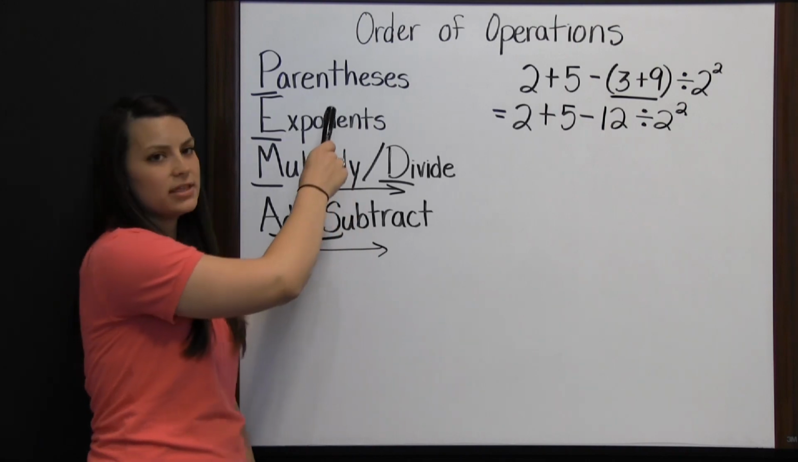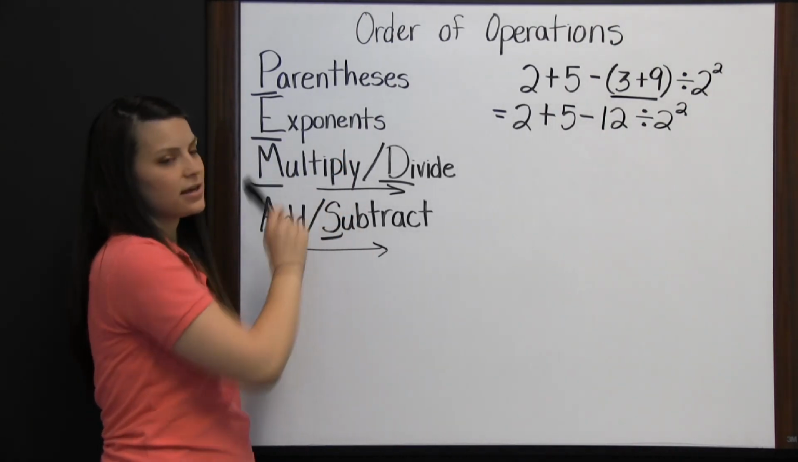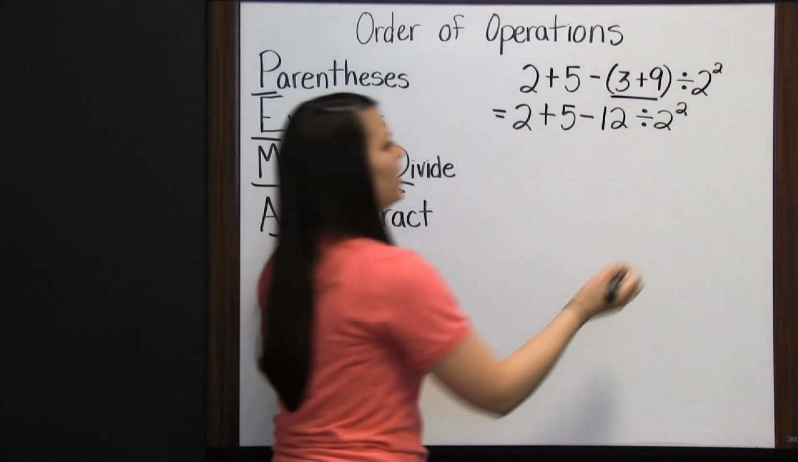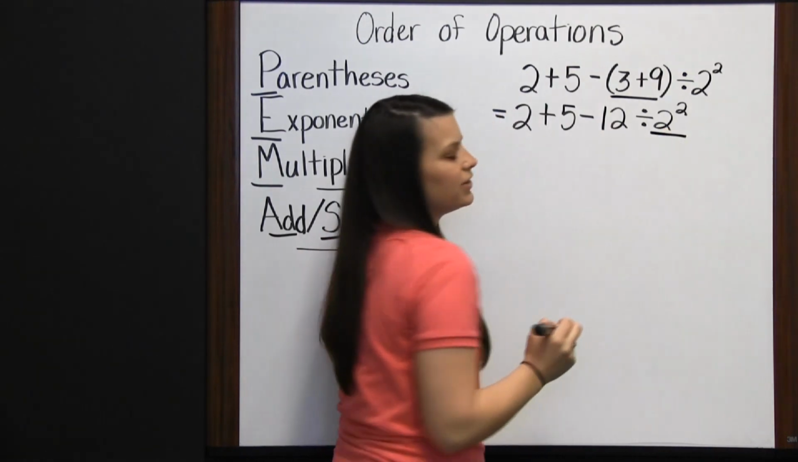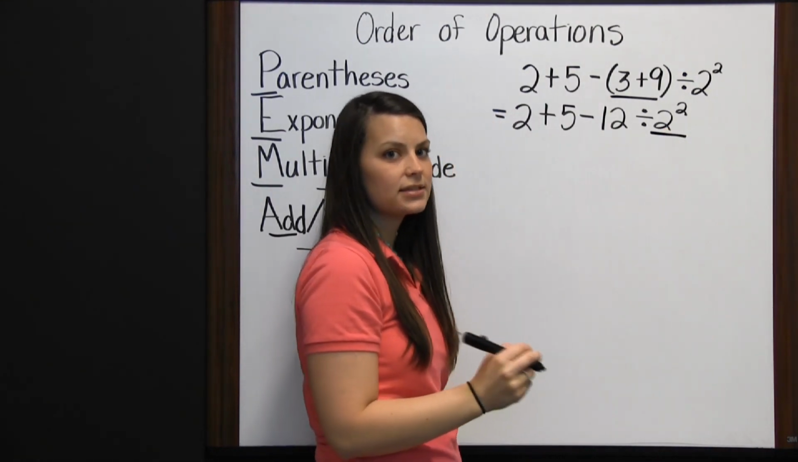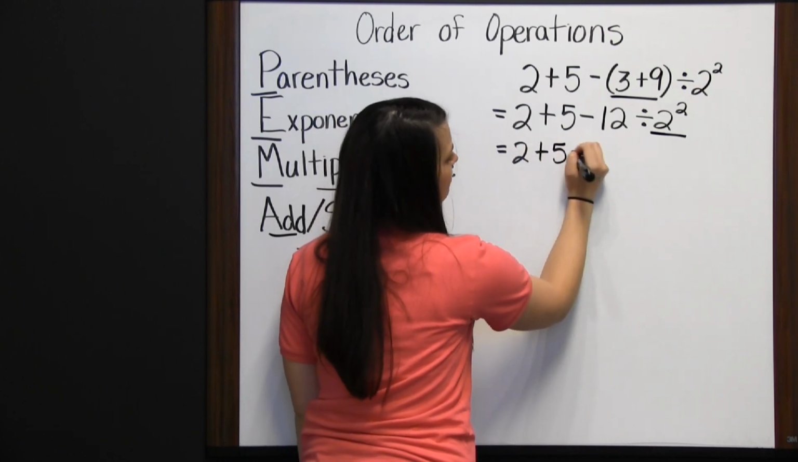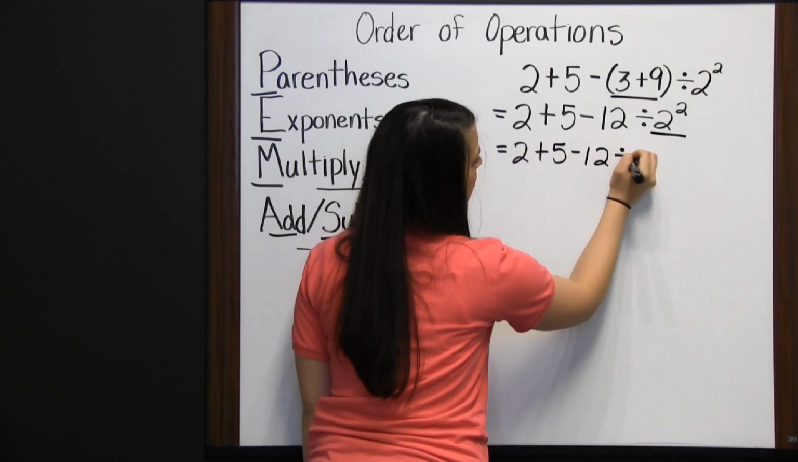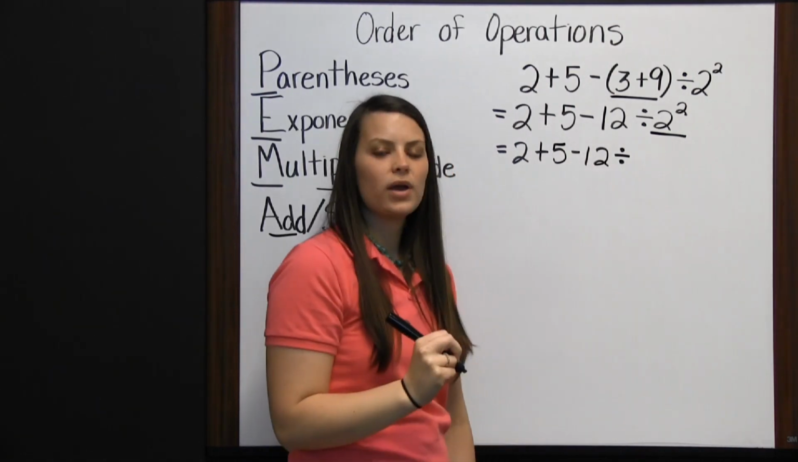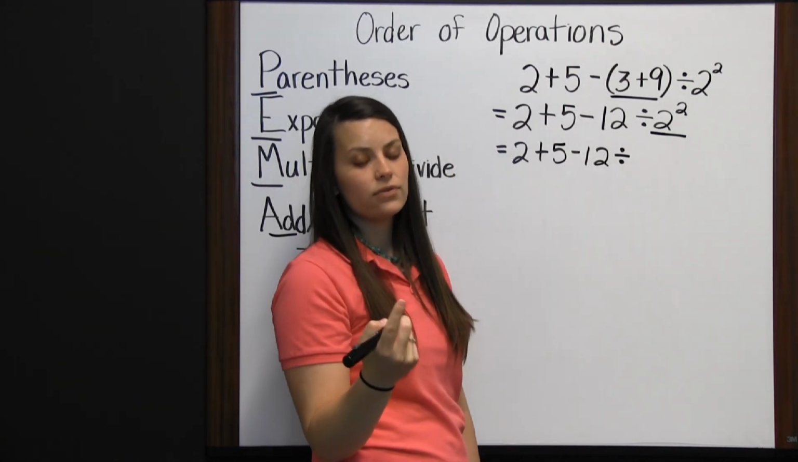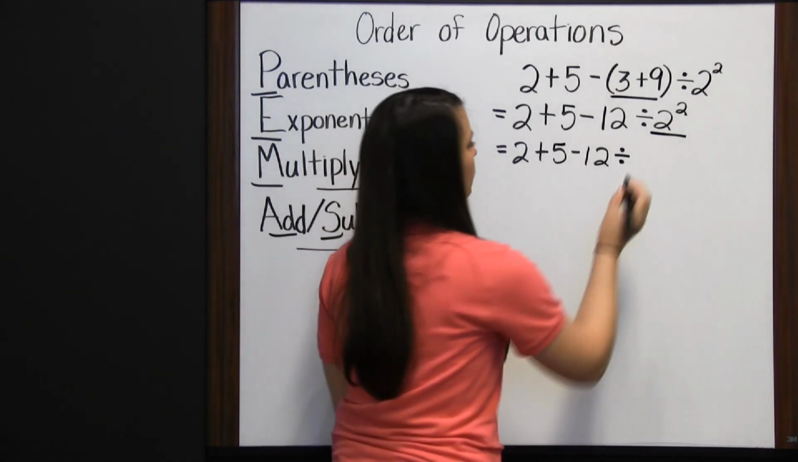We're done with our parentheses or grouping symbols, so next up is exponents. And we have an exponent right here at the end, so 2 squared will be the next thing we simplify. 2 plus 5 minus 12 divided by 2 squared means 2 times itself 2 times, which is 4.